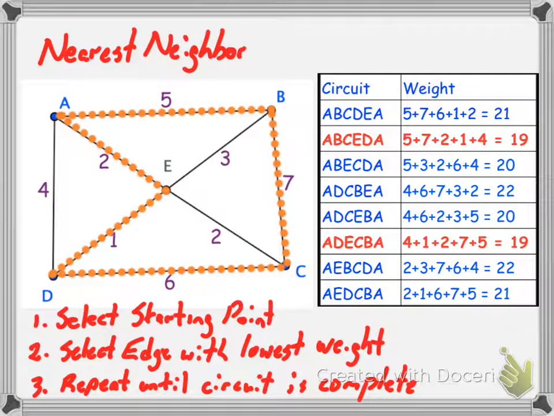So what turns out to be the nearest neighbor algorithm solution is this one, which is, again, not the most efficient or the shortest path. It's just a solution.